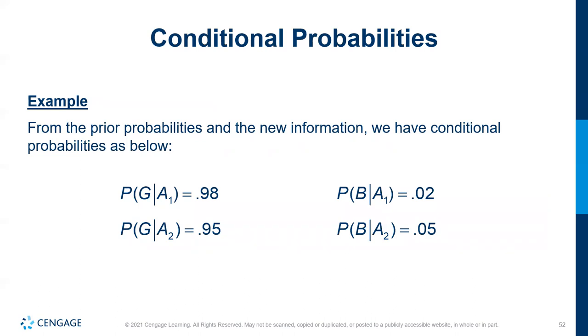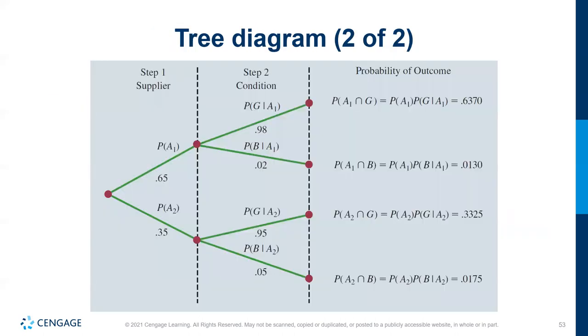So what's the probability that it's good if it's from A1? 0.98. It's good from A2, 0.95, bad from A1. Okay, that's just telling us what we already knew. With Bayes' theorem, again, we can make a tree diagram of it. 65-35, that's the probability it's from that given supplier. Then step two is the probability of it's good or bad. And then there's four total outcomes.